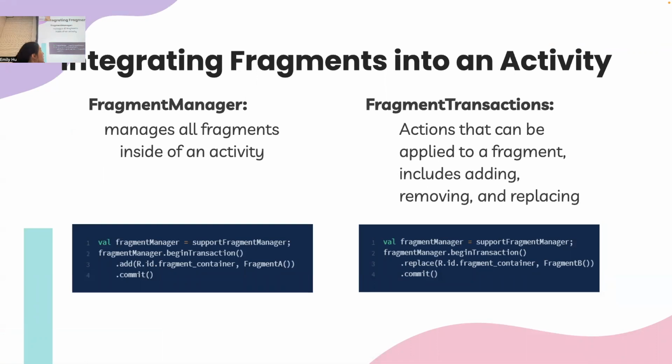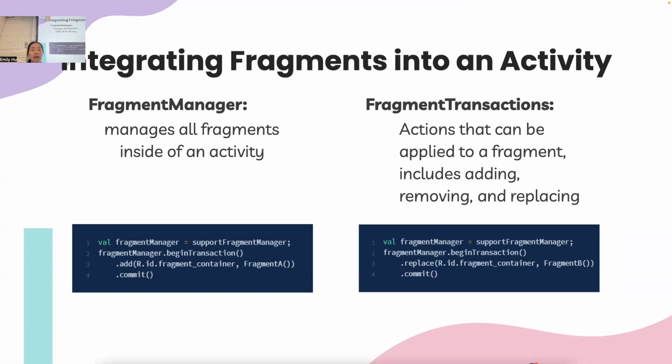And then in terms of integrating fragments into an activity, two main things is Fragment Manager. What this does is it just manages all the fragments inside of an activity. So for example, for Eatery, I showed 3 different screens. Those are 3 different fragments, and the Fragment Manager would keep track of all 3 of them. And what you can do is you can do .add, and that will just add a new fragment. So for 3, you would have to do .add 3 times.